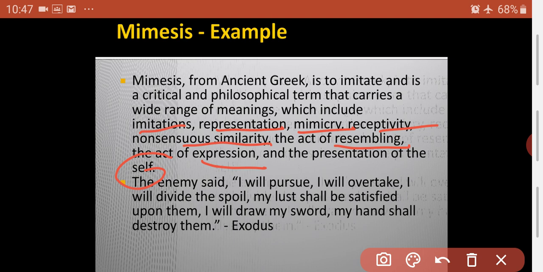Now there's this one fine example here. The enemy said, I will pursue, I will overtake, I will divide the spoil, my lust shall be satisfied upon them, I will draw my sword, my hand shall destroy them.